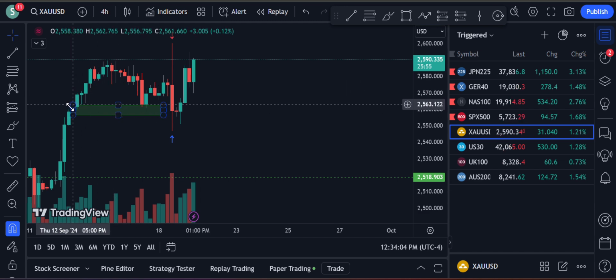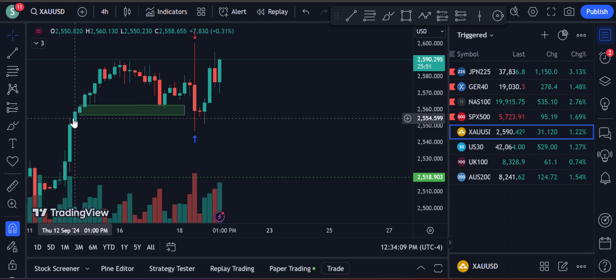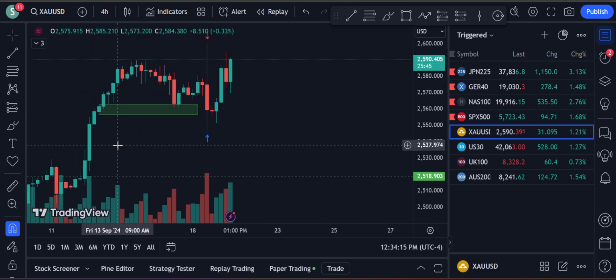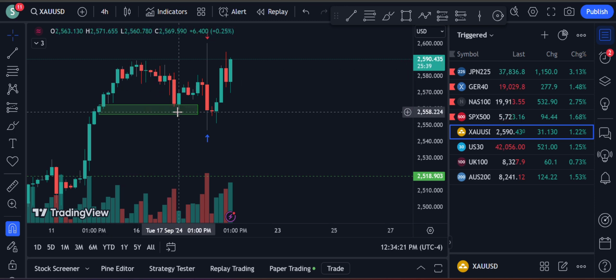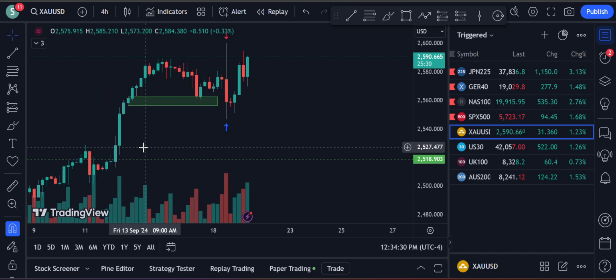What I did on 4-hour time frame is I marked my demand zone, which you can see here: leg in, base, leg out, and a couple of leg outs more. And since gold is trading in an uptrend, I thought maybe when it retraces back into this, we can see a confirmation and we can easily achieve our 3:1 reward ratio. That was my thought process.